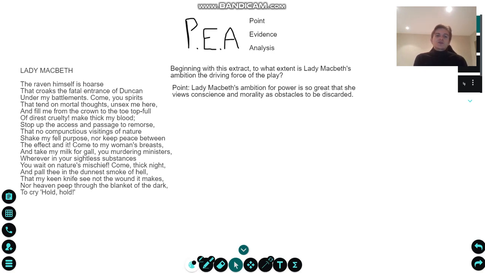We now know that you're going to be talking about her perception of conscience and morality and how it feeds into her desire for ambition and how significant that is in terms of it being a driving force of the play, going back to the question. And the reason why this point works is because it's both accurate and direct and specific, while also being quite vague in that it gives you room to talk about several aspects of her character. And yeah, that's essentially how you'd go about writing a point to just about any question you come across.